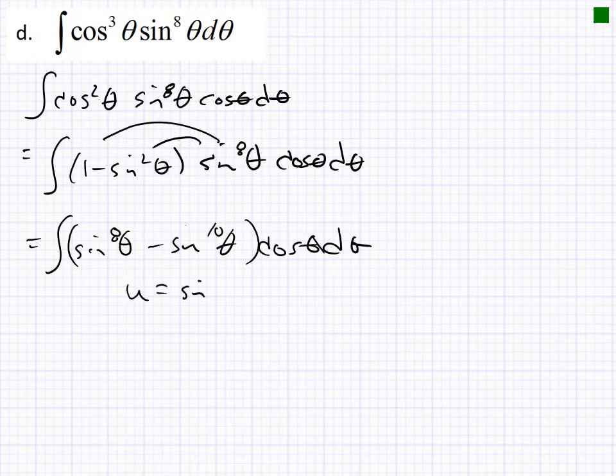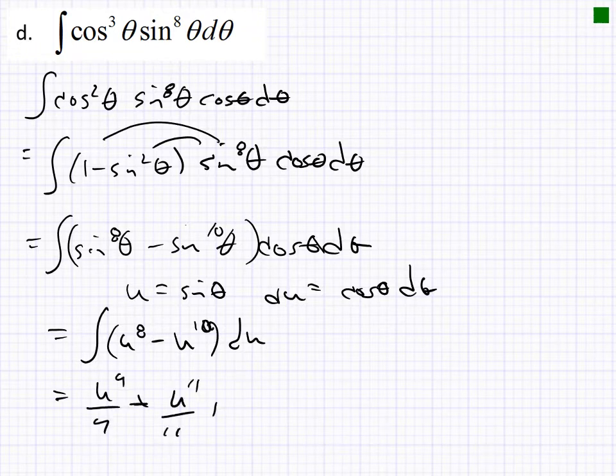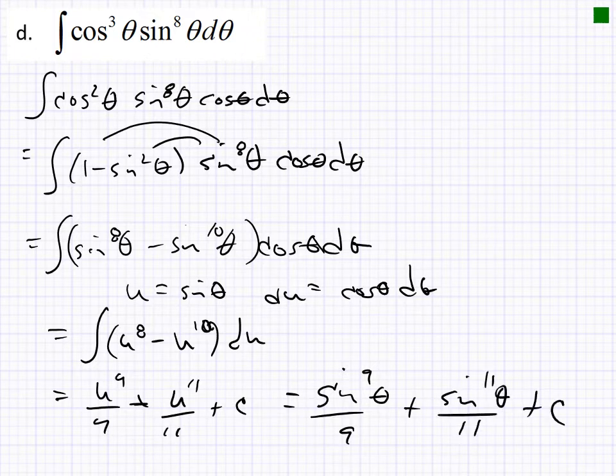U equals sine theta, du equals cosine theta d theta. So this becomes u to the 8th minus u to the 10th du. So you get u to the 9th over 9 minus u to the 11th over 11 plus c. So you have sine to the 9th theta over 9 minus sine to the 11th theta over 11 plus c.